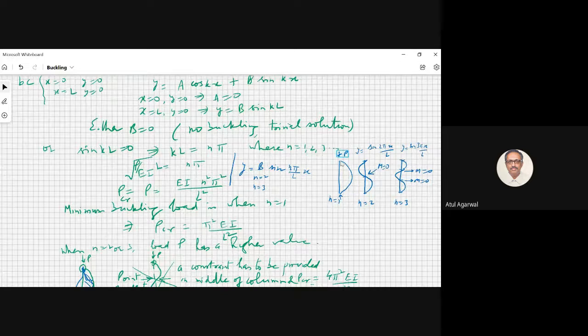Another situation where n is equal to 1. This is pin column. Two ends are having pin constraints. So you're not allowing the column to deflect at these 2 points. Suppose we put one more constraint in the middle. You get n is equal to 2, n is equal to 3. So you are enforcing that deflection is 0 here. So when you do that, you can achieve higher buckling loads. So you are making n is equal to 1, 2, 3.